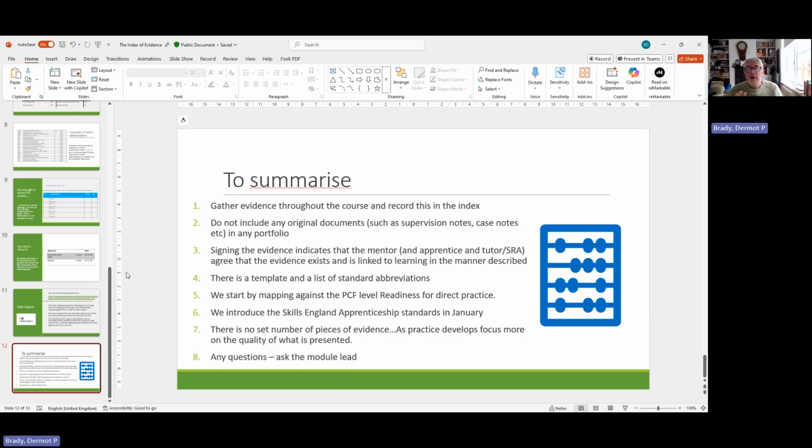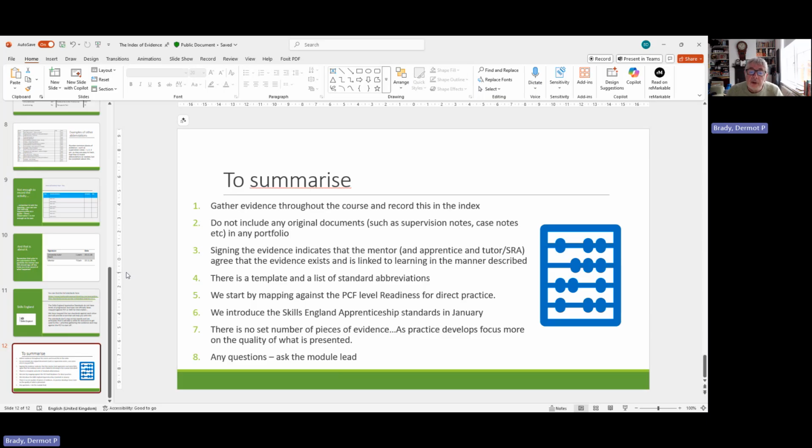Summary: gather evidence throughout the course. You do learning opportunities to plan for your learning. The index of evidence shows what you did learn. Never include any original documents. Remember, the index is pointing to those documents. Do not include case notes, supervision notes, definitely not case notes, or anything of that nature in any portfolio you submit to the university.